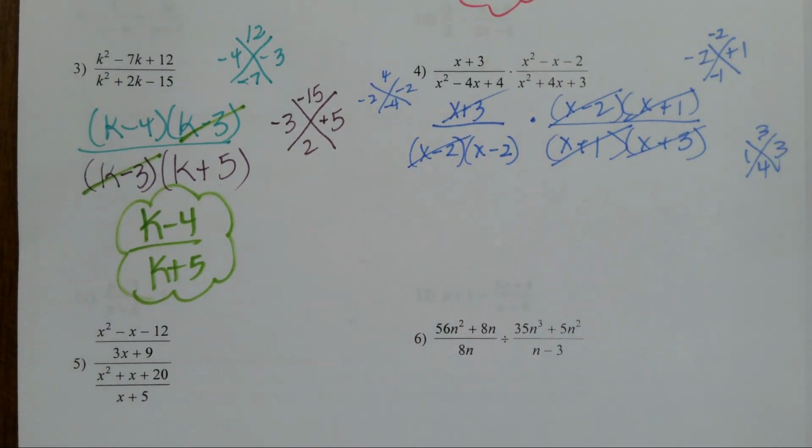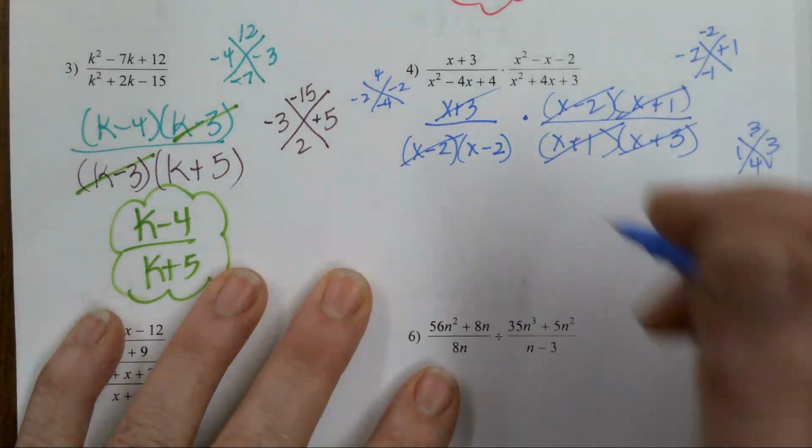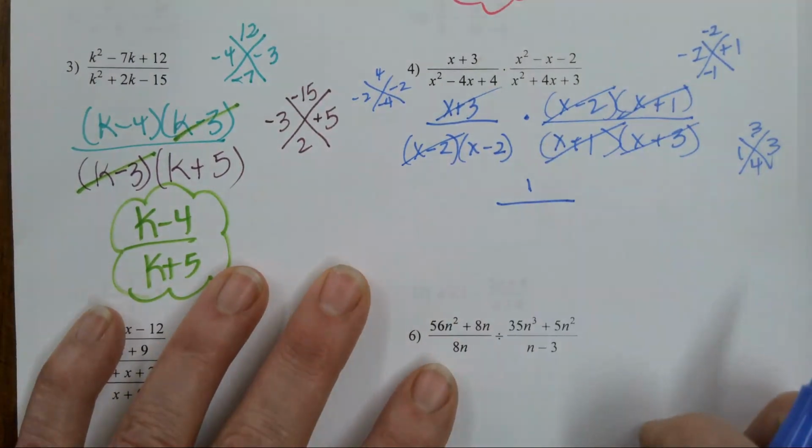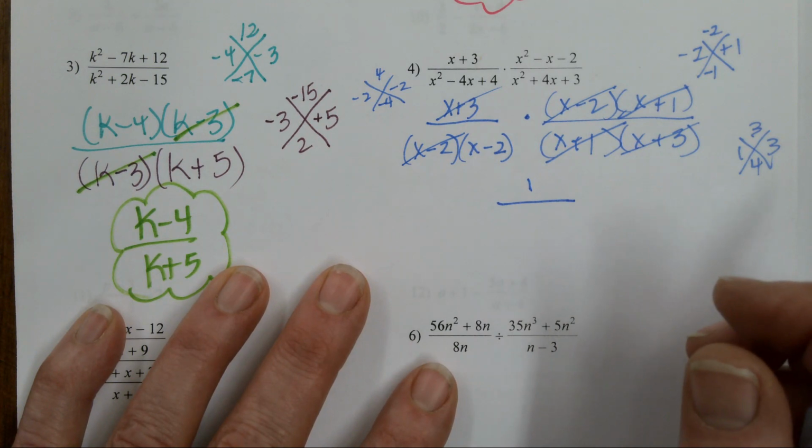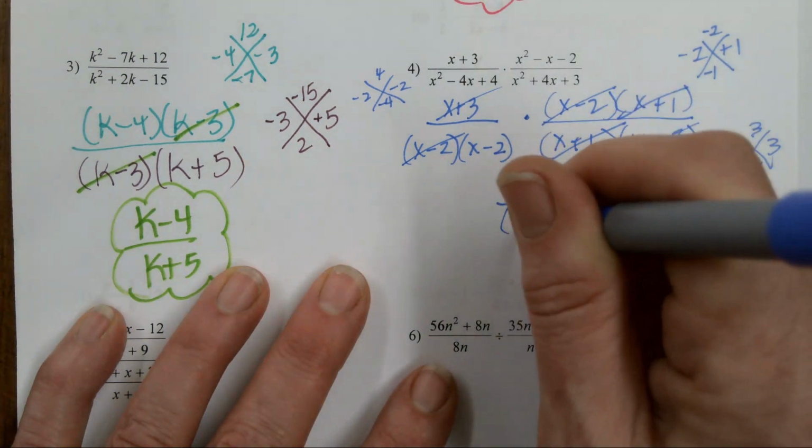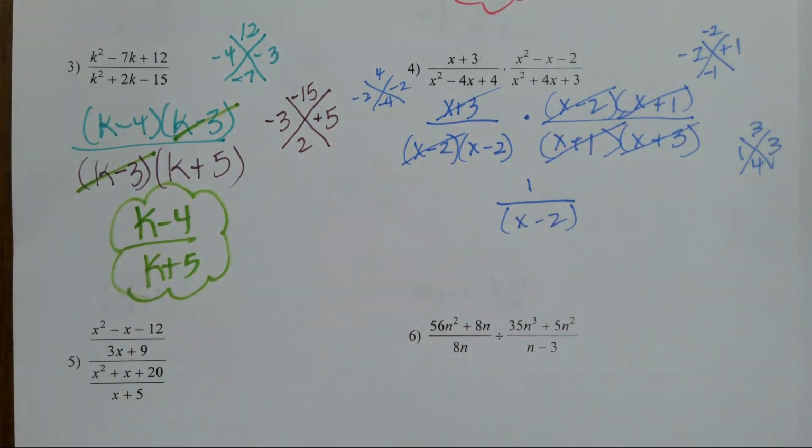What happens when I cross off everything from a level? I replace it with 1. So everything on the top got canceled. That means that beautiful factor of 1 will remain. And the only thing left is x minus 2 on the bottom. All right? We feel okay, right?